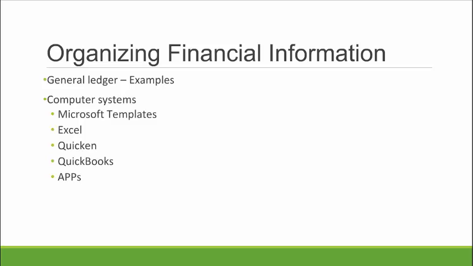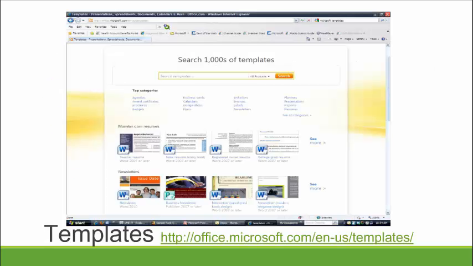By organizing your financial information, you have a general ledger. Maybe there's some computer systems that you want to use: Microsoft templates, Excel, Quicken, QuickBooks, or apps. I love going to the Microsoft templates out there, or if you're in a system, whether it's Word or Excel, and you click New, you can search which ones are out there.